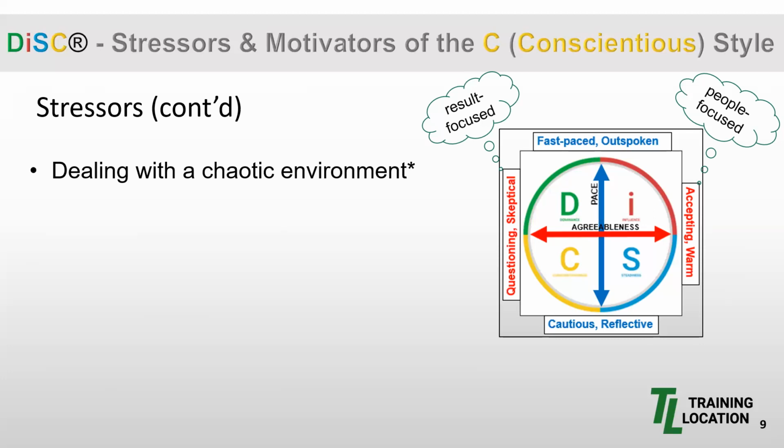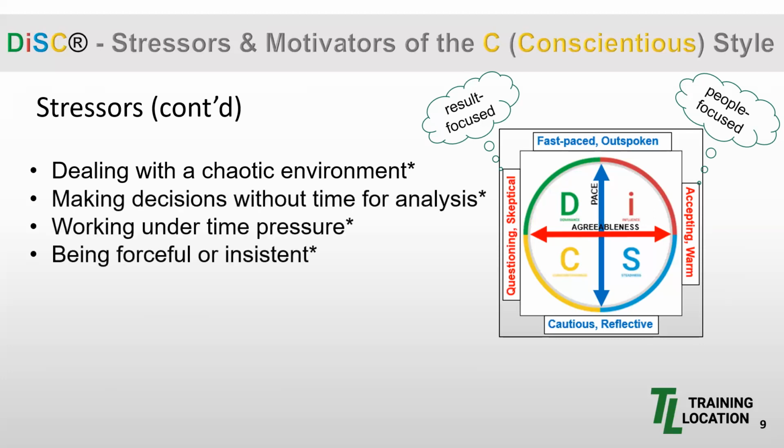And can you think of another style who can make decisions without time for analysis or prefer working under time pressure or being forceful or insistent? Well, I'm hoping you included a D style in your response. And the S is not only on the opposite end of the agreeableness continua and people focused, but they're also good at accommodating others, including being forced to mingle with strangers. So, on some level, each of the other three styles' natural behavior may be a stress trigger that you need to be aware of. Not being aware of this is a bigger problem.